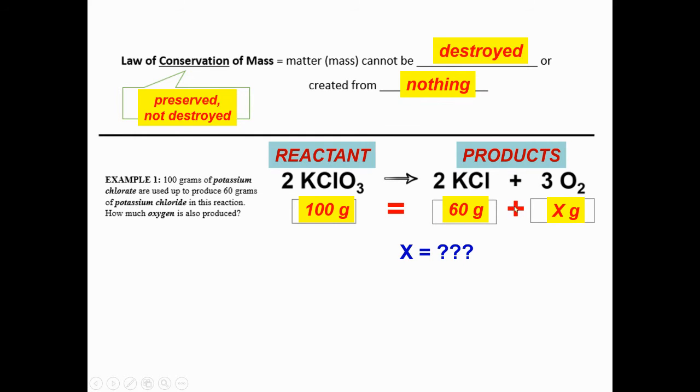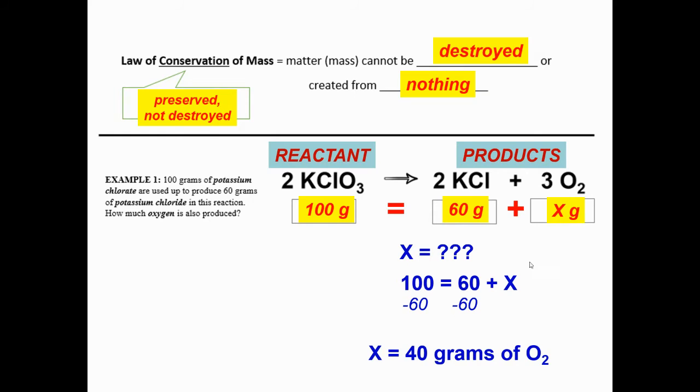And then over here among the products, we need a plus sign. We're trying to figure out what is X. We just make a little equation. 100 equals 60 plus X. Where the arrow was, that's where our equal sign goes. Take away 60 from both sides. X equals 40 grams of oxygen. 40 grams of oxygen will be produced. If we start with 100 grams, we have to end up with 100 grams. Mass or matter can't be destroyed, and it can't be created from nothing.